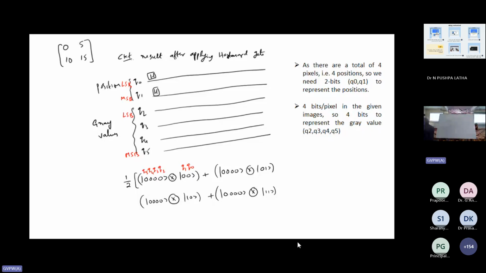2 qubits I have taken to represent the position. Now, how many bits? No, forget about qubit. Normal bit representation only. How many bits are required to represent 0 to 15? 4. So that's why I have taken 4 lines, which are known as 4 qubits, to represent the gray value. So the initial circuit is going to be like this.